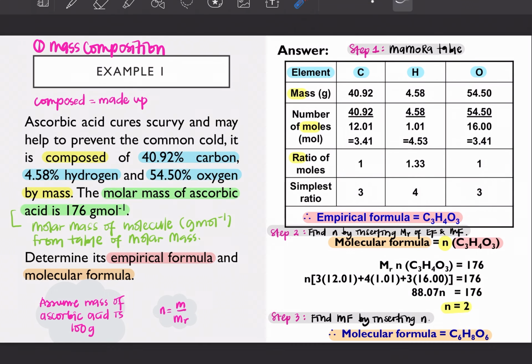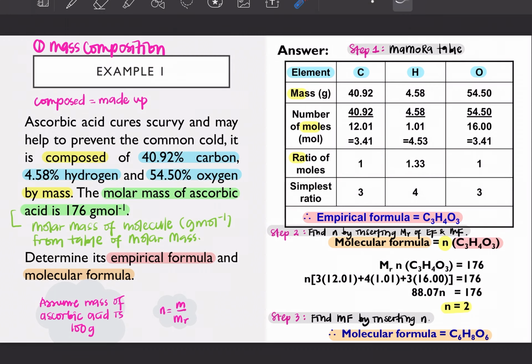The first row you will write element. Element apa? Inilah yang dia bagi ni, carbon, hydrogen, and oxygen. So you will write your elements first on the first row, and then the second row you will write the mass in grams. Since we already assume that the mass of ascorbic acid is 100 grams, we can directly use these values as your mass. Masukkan je the values, your mass, and then we can find our number of moles.